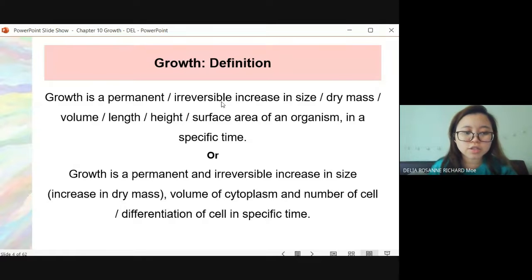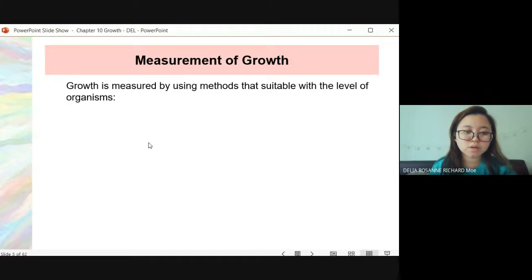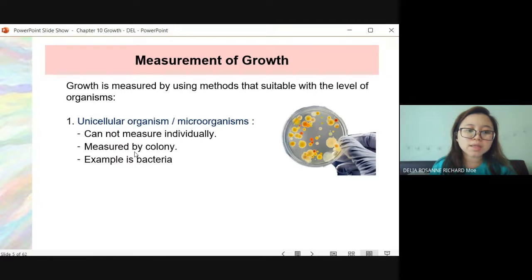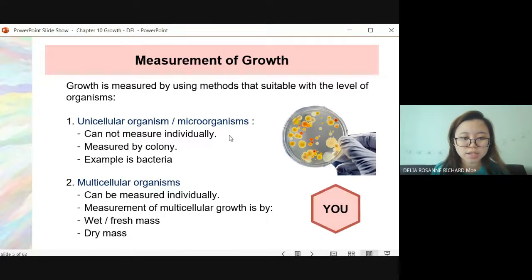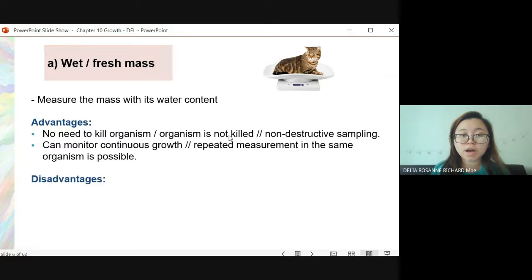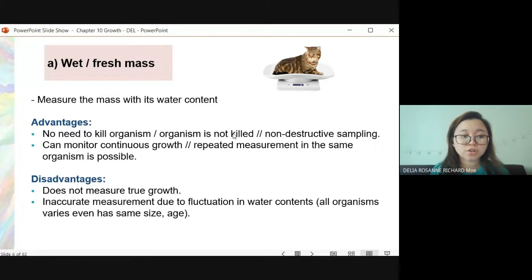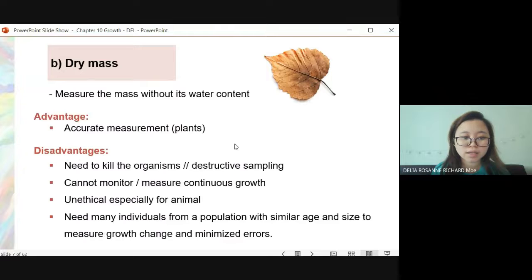Okay, right. So this is the first definition we sometimes use. Second definition we sometimes use. And two methods that we can use to measure growth of multicellular organisms, and one method we usually use to measure growth of unicellular organisms. Okay, so ini saya sudah elaborate dalam video. Ini sepintas lalu sahaja. And then I also cover what is wet mass and dry mass, berat basah dan berat kering. Apa kebaikan kita guna berat basah, apa kebaikan kita guna berat kering, dan mana satu yang lebih tepat.